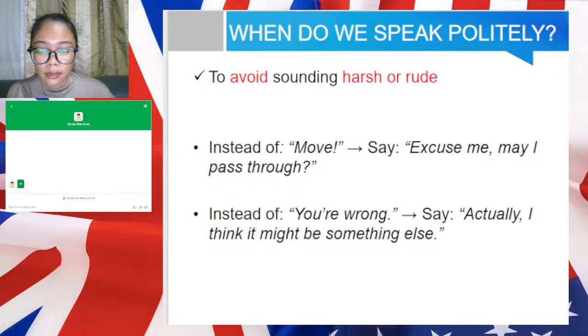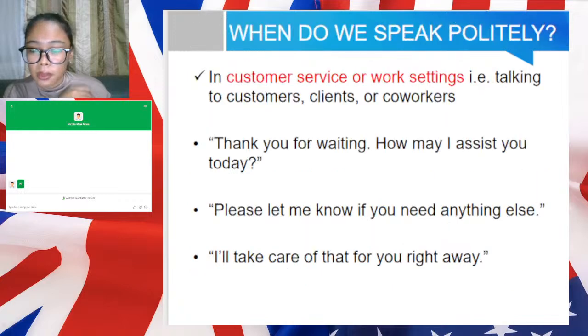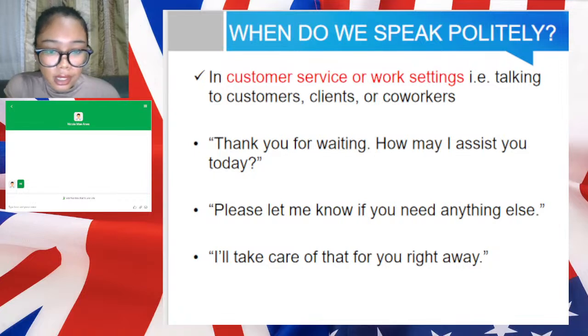Next, we speak politely in customer service or work settings. This includes when you're talking to customers, to clients, or even your coworkers, your colleagues. In these situations, professionalism and politeness are often key to building positive relationships, because it's a workplace. So you need to be professional with what you're speaking, and you get things done effectively when you speak politely.